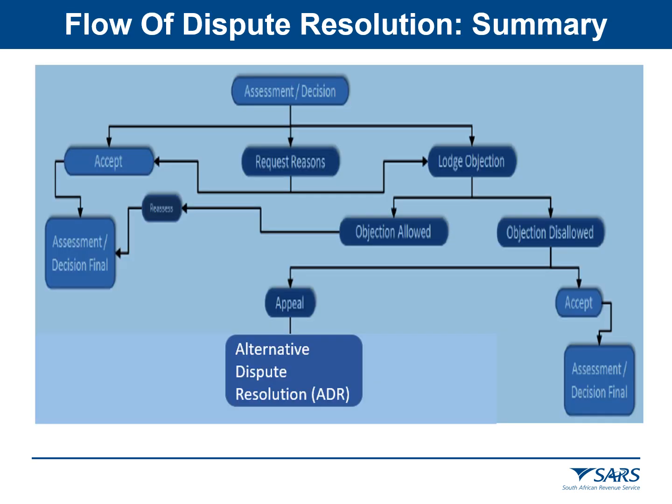Over here you can see a flowchart. This is the dispute resolution summary. So let's see. Over here you have your assessment or decision. If you accept it, the assessment is finalized. In the event that you want to request the reasons and the reasons have been granted, you can either accept it and it is finalized, or you can lodge the objection. This would be either objection allowed or objection disallowed. If the objection is allowed, you may accept it. If the objection is disallowed, you can then go the appeal route.